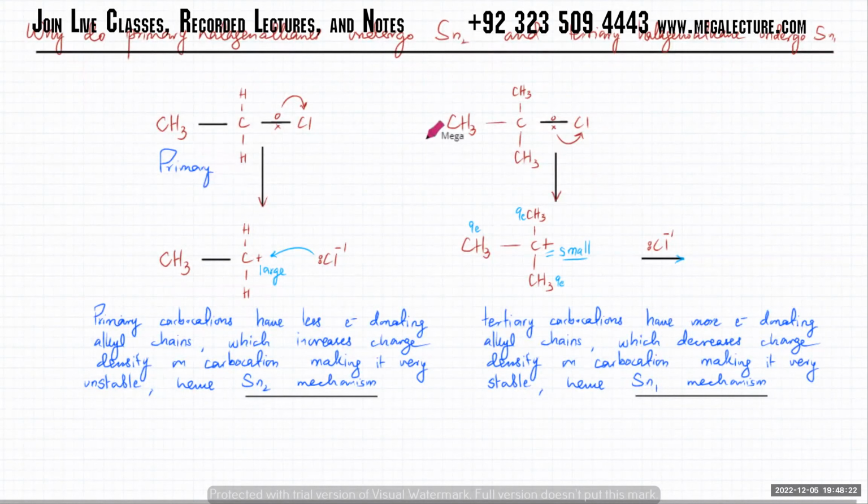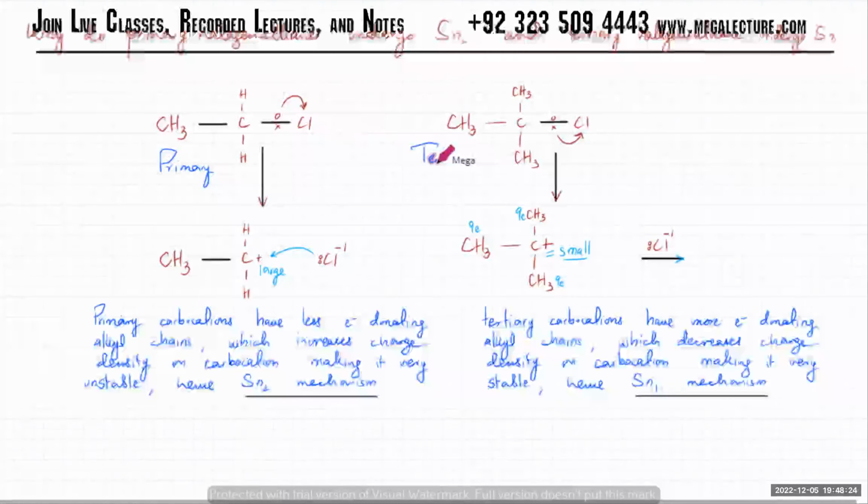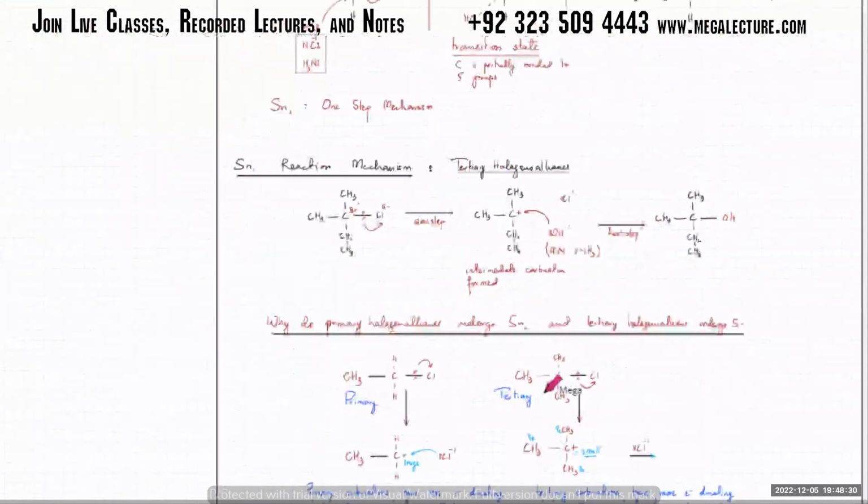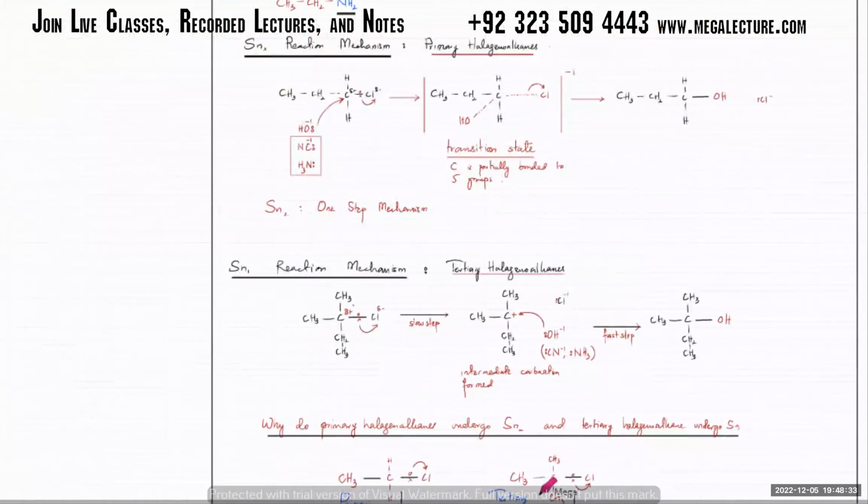And this one is tertiary. So is this clear why, in the mechanisms, in one of the cases someone has to come in and push the Cl out, and in the other the Cl gets knocked out on its own, okay? And then the OH comes in. Okay, is this clear? Yes.